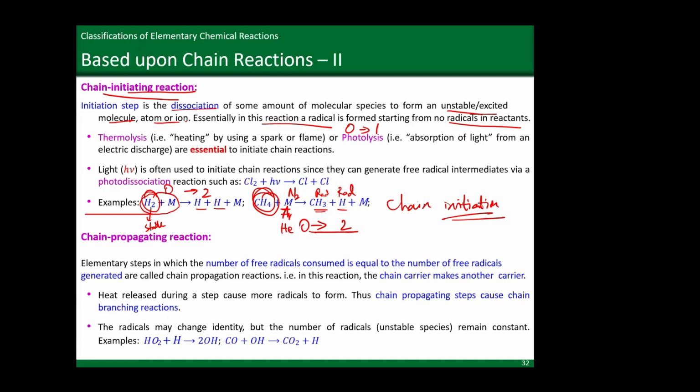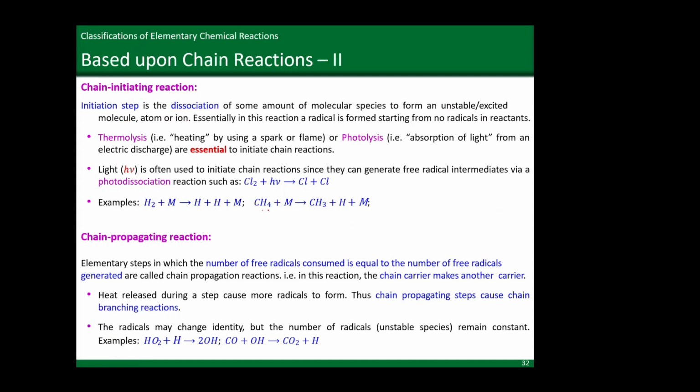What options do we have? Well, there are basically three broad options for causing the dissociation of a certain molecule. Let's say CH4. What is causing CH4 to break down into CH3 plus H plus M? Well, this reaction can be caused by simply heating, okay? Heating up the methane molecule, which you can do by putting it in a flame or by using a spark to create a zone of very high temperature where the molecule will start breaking down into CH3 plus H. This is one option. Another option could be photolysis.